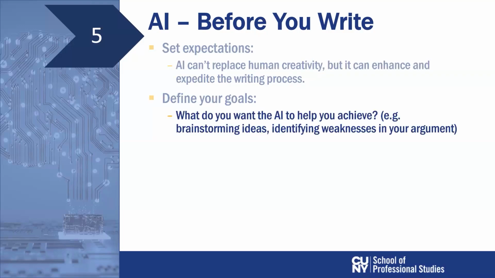Define your goals. So, for example, I might be someone who wants some help brainstorming ideas. I think I have an idea about why cats are better than dogs, but I'm not quite sure that I am choosing the right evidence. I'm not quite sure that this is particularly convincing. I can essentially use AI to have a conversation about that. And that can help me identify weaknesses in my argument.